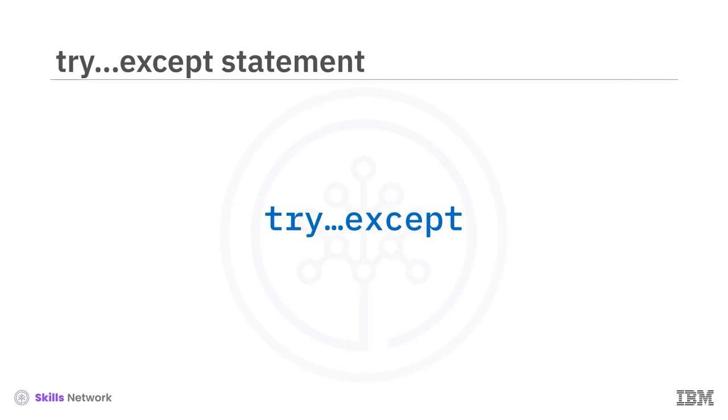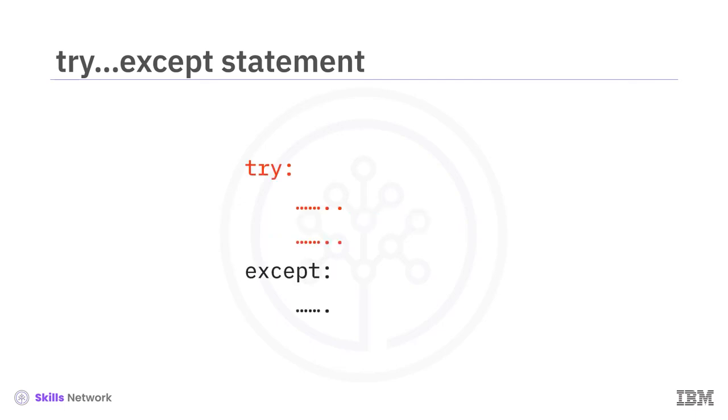This type of statement will first attempt to execute the code in the try block. But if an error occurs, it will kick out and begin searching for the exception that matches the error. Once it finds the correct exception to handle the error, it will then execute that line of code.